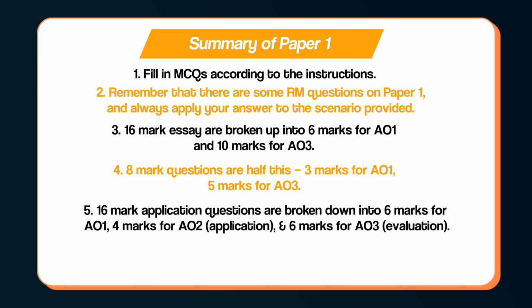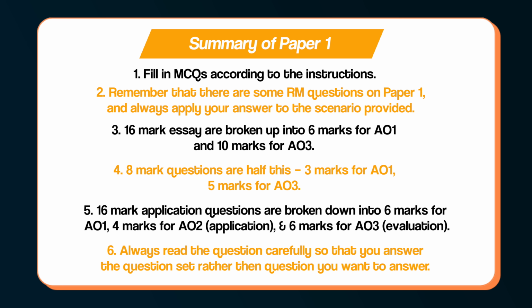Number 5, 16-mark application questions are broken down into 6 marks for AO1, 4 marks for AO2 application, and 6 marks for AO3 evaluation. And number 6, always read the question carefully so that you answer the question set rather than the question you want to answer. We saw this in the attachment essay on animal studies, in the situational variables essay on where we obey, and we also saw this in the memory questions on one way researchers have investigated short-term memory, where you don't write about results.